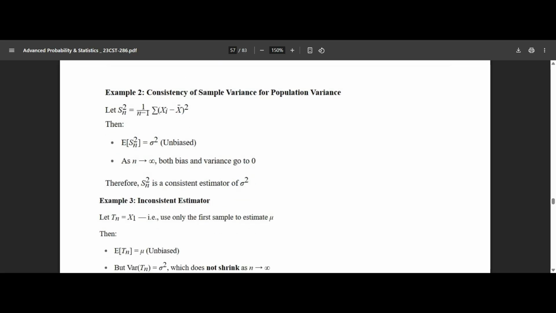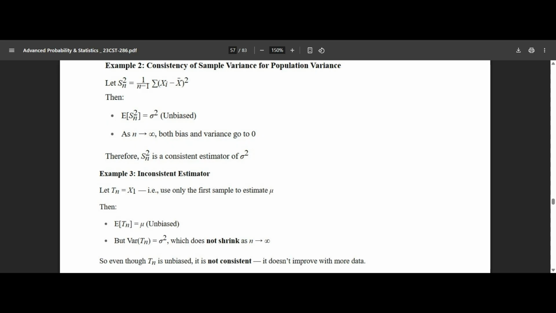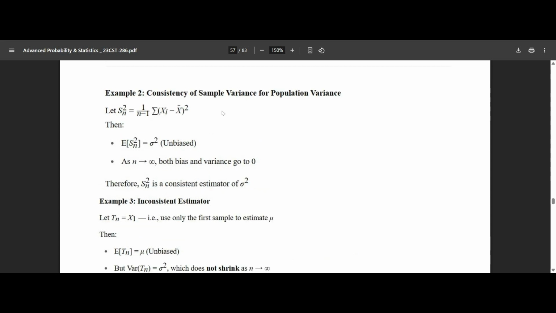Consistency of sample variance for population variance, then inconsistent estimator. Now this is also similar to the mean, sample mean and population mean. So I suggest you please do these small examples as we keep on proceeding. That will help you to clear the concepts.